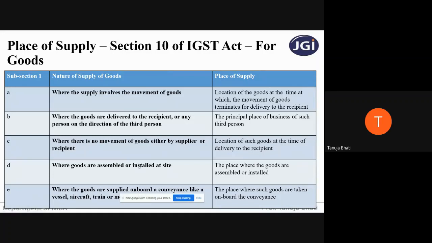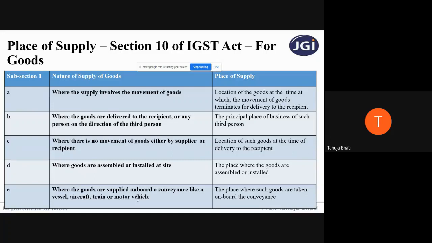So the place of supply in case of goods where they need to be installed or assembled, the place where the goods are installed or assembled will be the place of supply. In my last clause, that is section 10 subsection 1 clause E, where the goods are supplied on board a conveyance like a vessel, aircraft, train or motor vehicle.